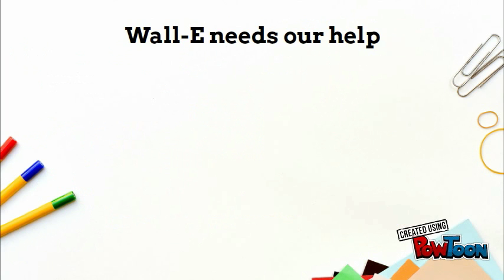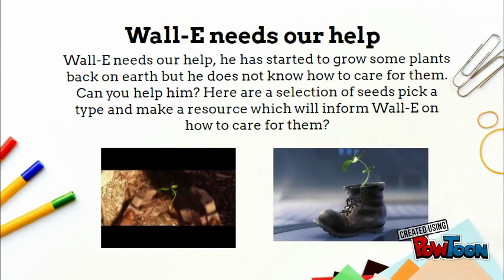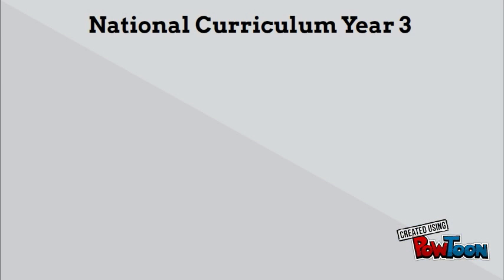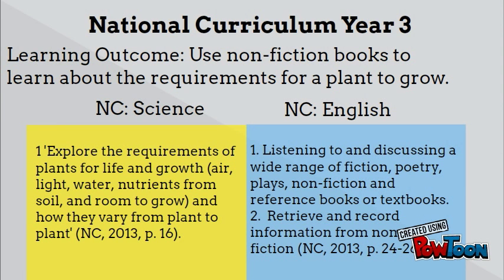Once children have read the story WALL-E, you could present the following. WALL-E needs our help. He has started to grow some plants back on Earth, but he does not know how to care for them. Can you help him? Here are a selection of seeds. Pick a type and make a resource, which will inform WALL-E on how to care for them. By looking at non-fiction text on plants, children will meet the needs of the science and English national curriculum.